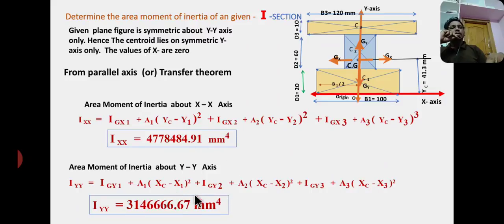So these are the final answers. Ixx, Iyy are the area moments of inertia for the I section.